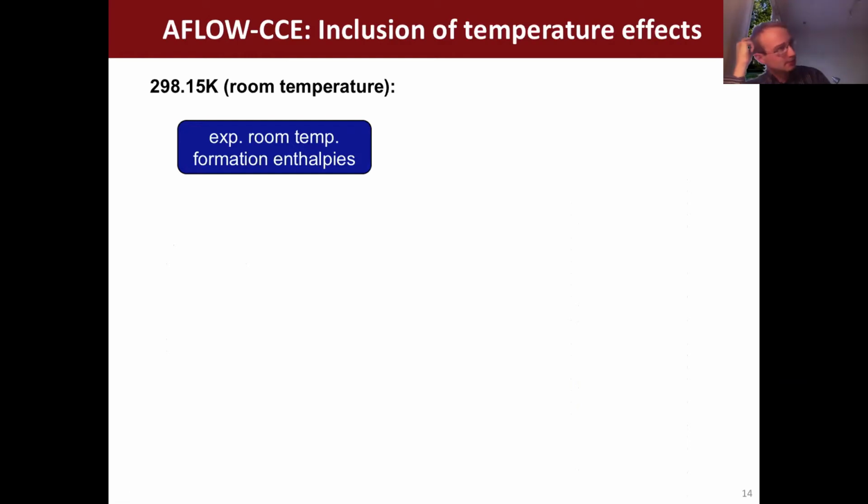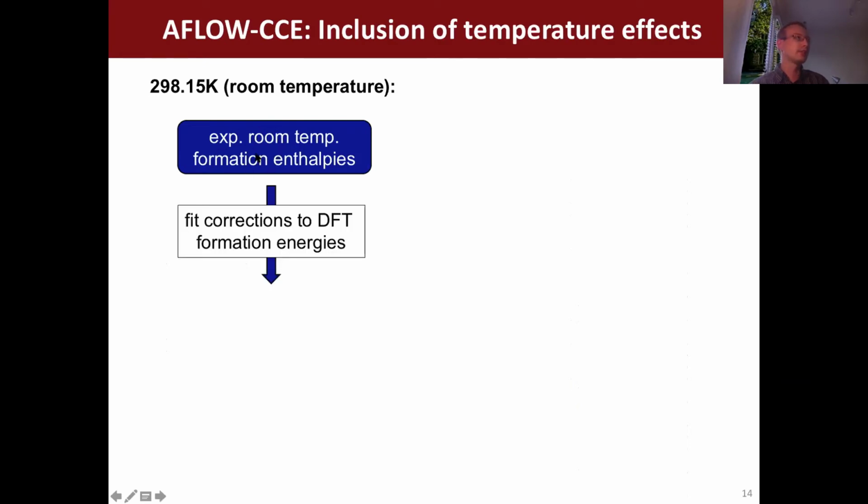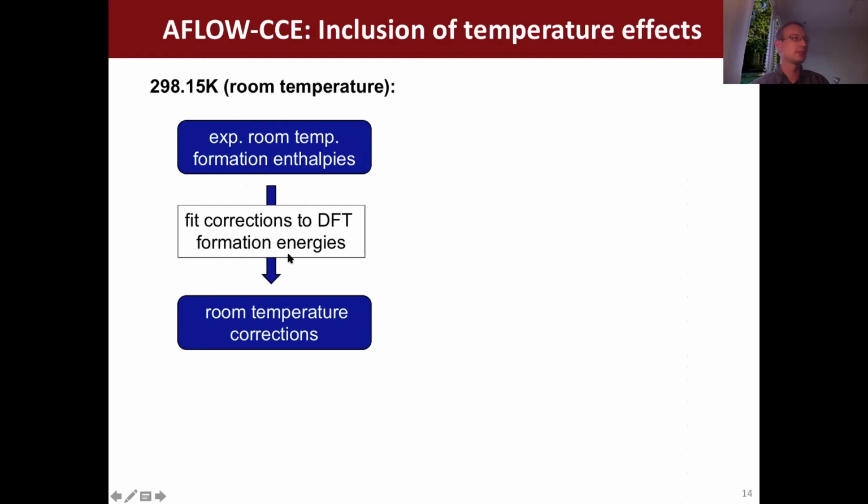And then there's the reason why I actually told you so much about this vibrational part, about the thermal contribution, because we can now include all these thermal effects in our corrections. So what we do for room temperature is we take the experimental room temperature formation enthalpies that we get, then we fit our corrections to our calculated DFT formation energies for our fit set, and then we have one set of corrections for room temperature, meaning that when we apply these corrections to pre-calculated DFT formation energies, we get a direct estimate of the room temperature formation enthalpy.